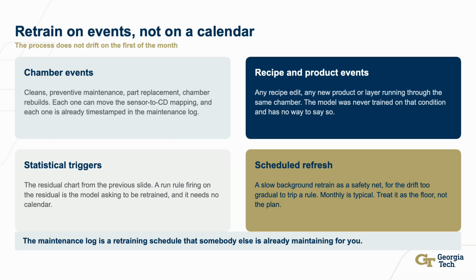The residual chart from the previous slide: a run rule firing on the residual is the model asking to be retrained. It needs no calendar, no maintenance log. This is your safety net for everybody, for events that nobody logged.